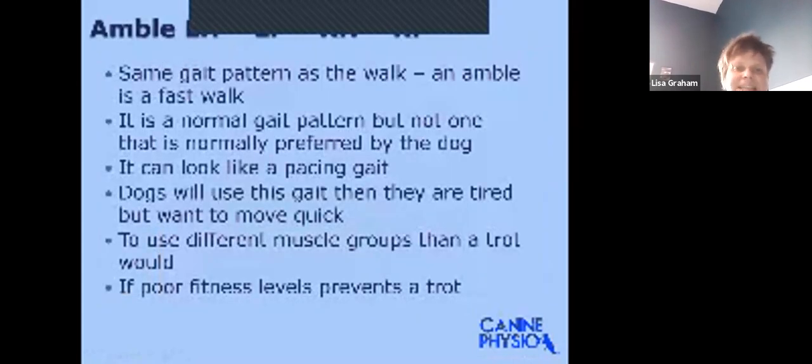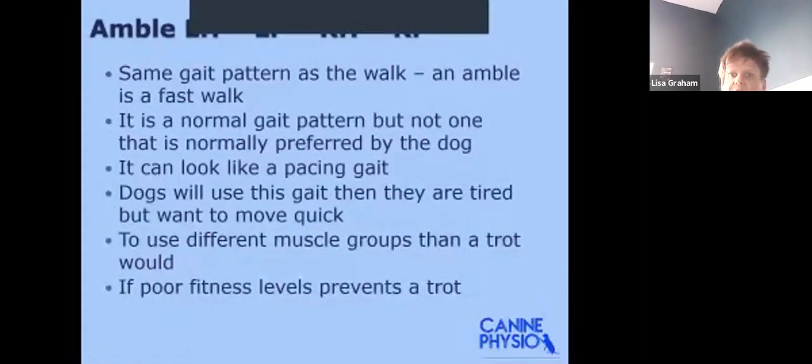Your amble is exactly the same gait pattern as a walk, it's just a fast walk. It is a normal gait pattern, but it's not one that most dogs prefer. It can sometimes look like a pacing gait if they're moving quite quick. They will tend to use this gait when they're tired, but they want to move quickly. Maybe they can't trot. Possibly they've got a pain issue or a poor fitness level that's preventing a dog from trotting.